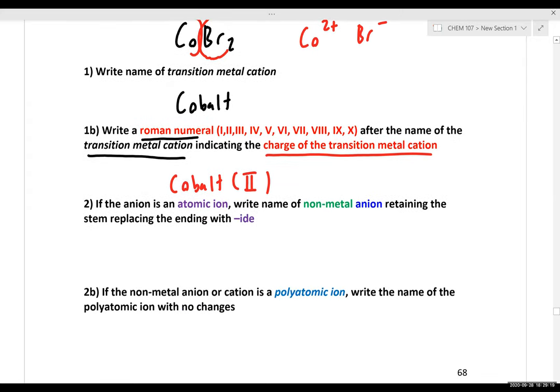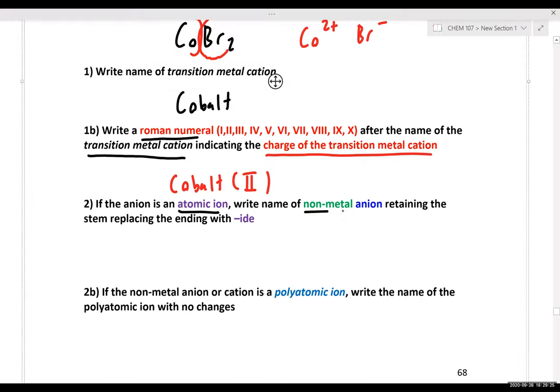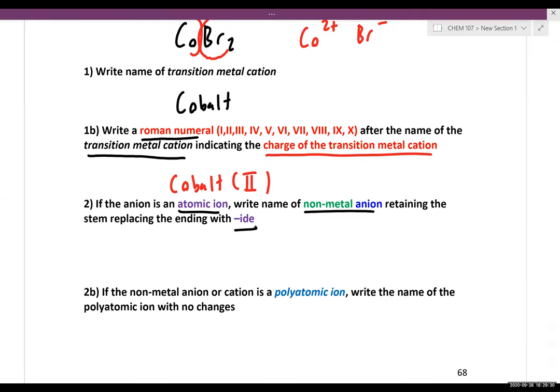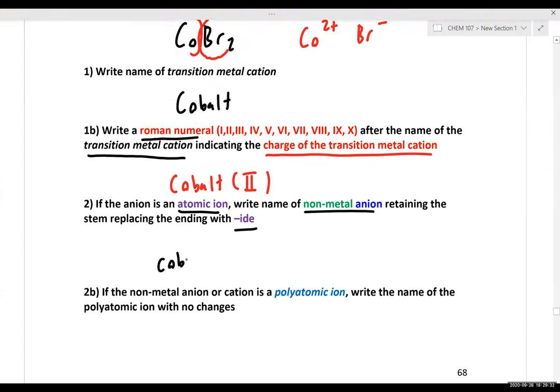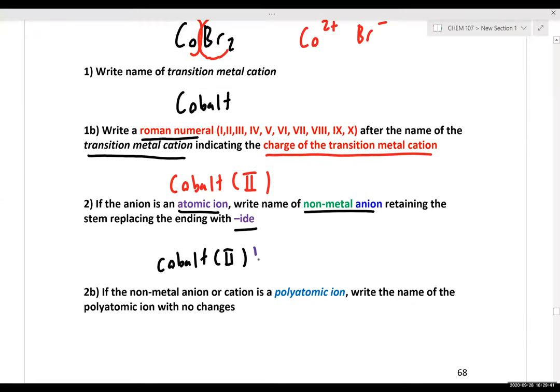Now, if the anion is an atomic ion, you write the name and then you change the ending to -ide. So for example, in this case, we have cobalt(II) and then bromine would be written as bromide. So this would be the full name for CoBr2.